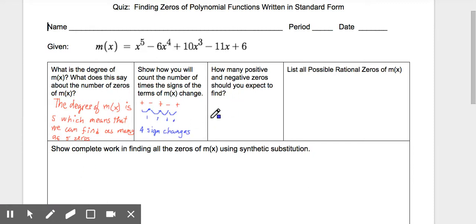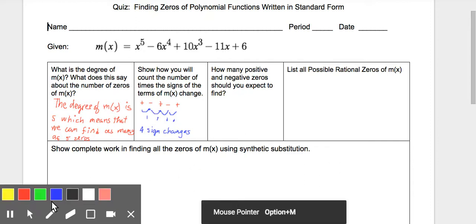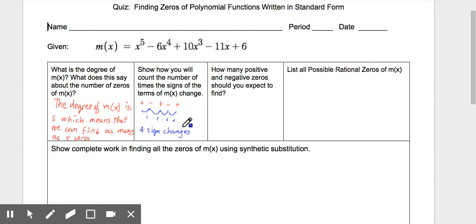Okay, how many positive and negative zeros should you expect to find? Now, since there are 4 sign changes, then there will be 4 positive zeros and 1 negative zero.